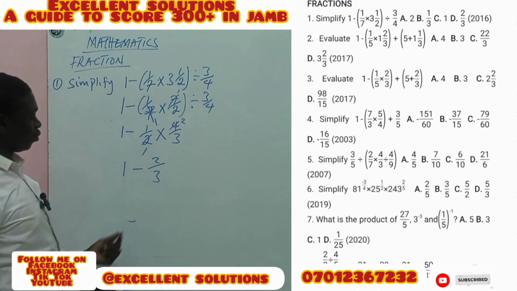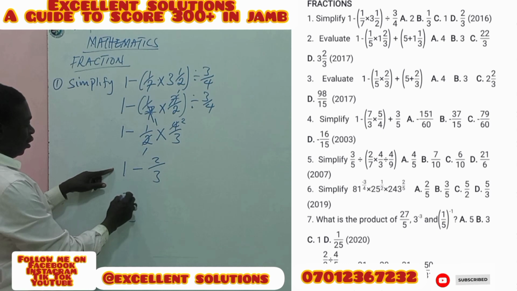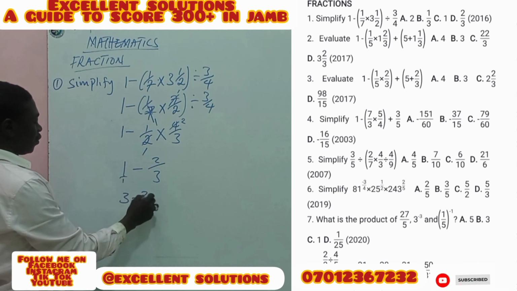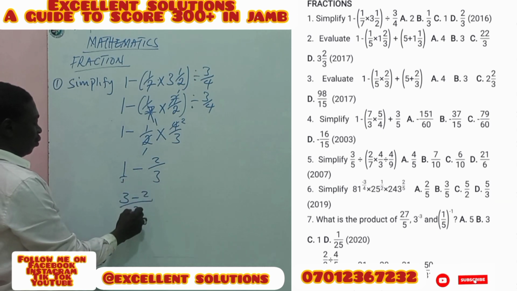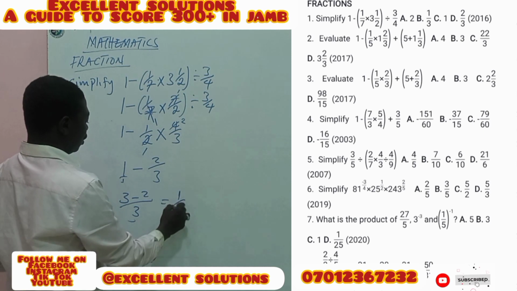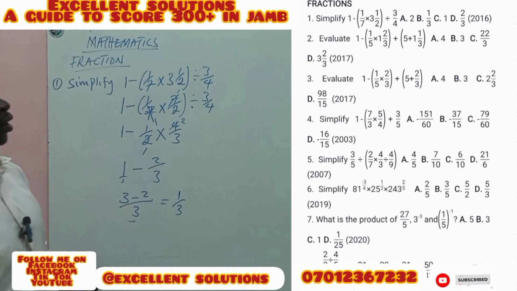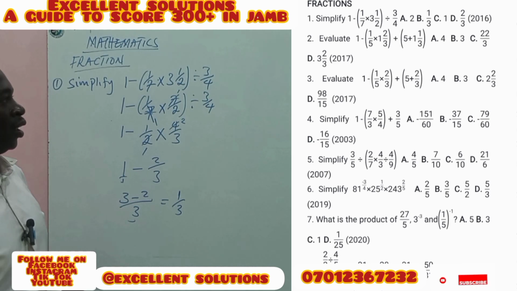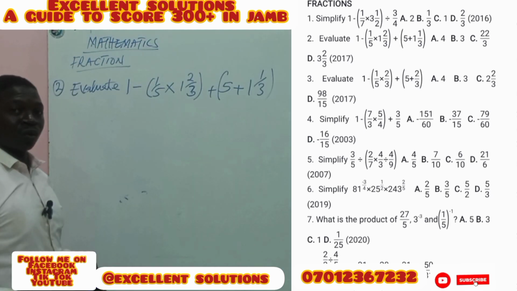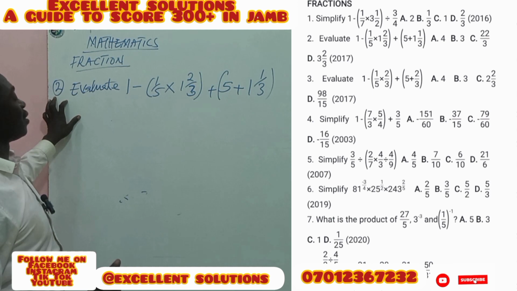The LCM of 2 and 3 and 1 is 1, so we now take this 1 times 3, we have 3 minus, this is the same as 1, 1 times 2, we have 2, divided by 1 times 3, we have 3. So this reduces to 3 minus 2, we have 1 over 3. And if we look at our options, option B, we have 1 over 3, and the answer is option B. Our next question is question 2, and this question was asked in 2017.